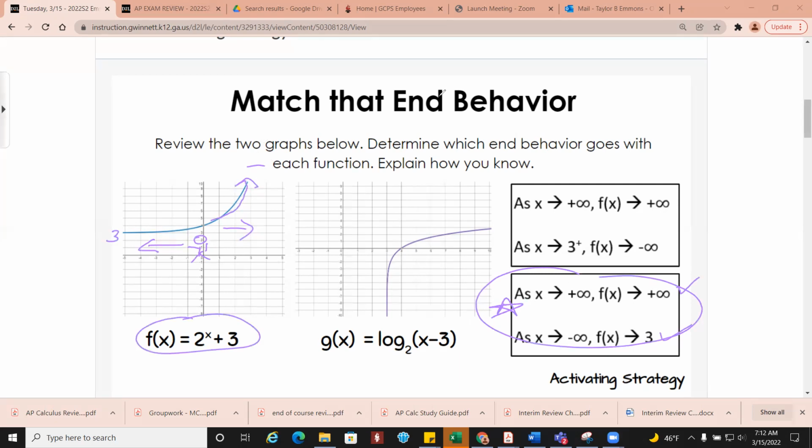And then let's look at the other one just to kind of talk about it. If we're standing right here and we look to the right, what's happening to our y values? They're getting bigger and bigger, right? As we look to the left, it's getting closer and closer to 3, and our y values are going to negative infinity, right? Okay, so that's why this matches this one, and that one matches that one.